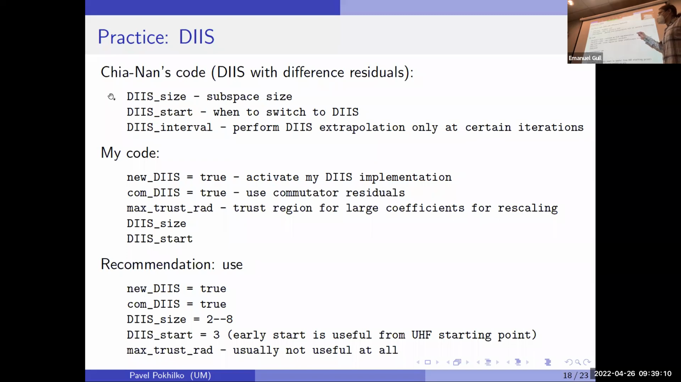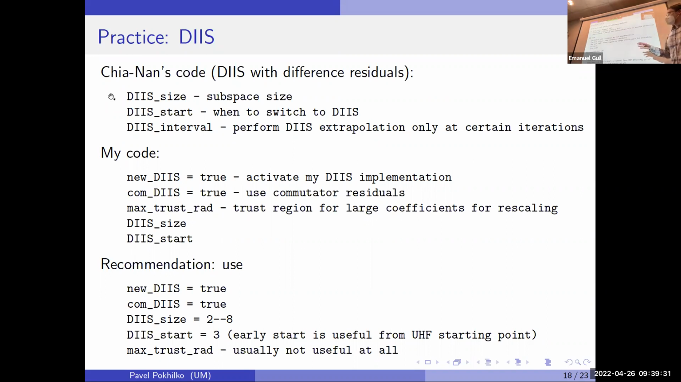So in order to activate my code, a user must specify new_DIIS equals true, and if one wants to use the commutator version, com_DIIS equals true should be used. It will activate the commutator residuals use.